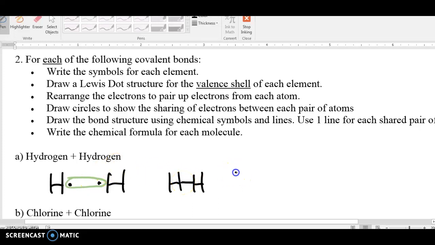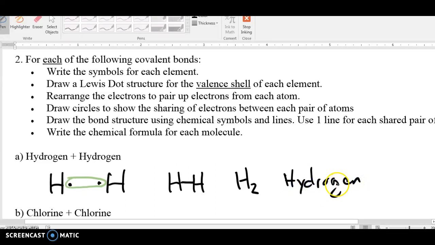All right, what's the formula? H2. Just 2 H's bonded together. That's hydrogen. That's just how it appears. What's the name of this stuff? Nothing fancy. It's called hydrogen.